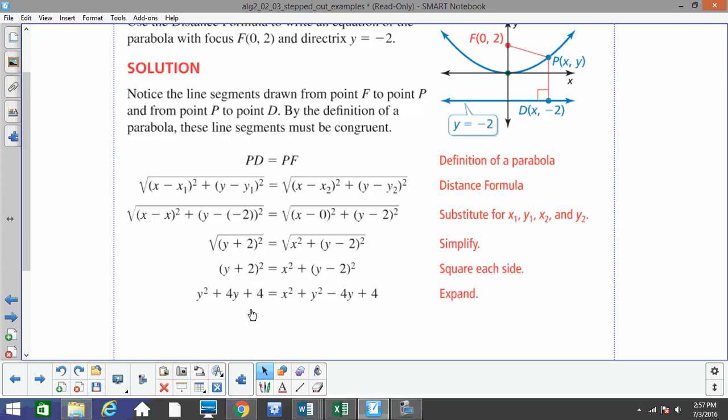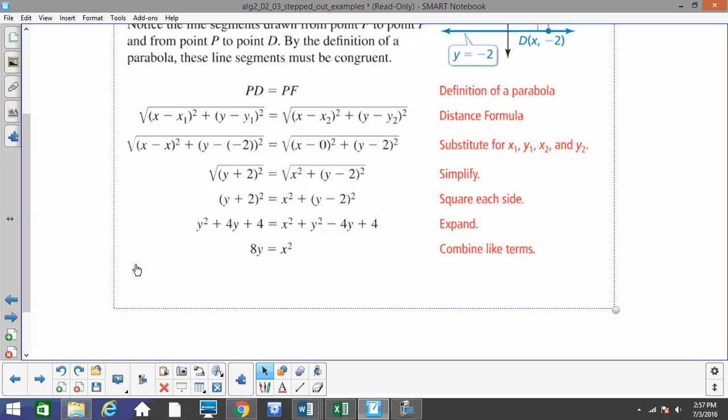FOIL that out. Remember, that's (y + 2) times (y + 2), (y - 2) times (y - 2). And now you get to just simplify it out. y equals 1/8 x squared.